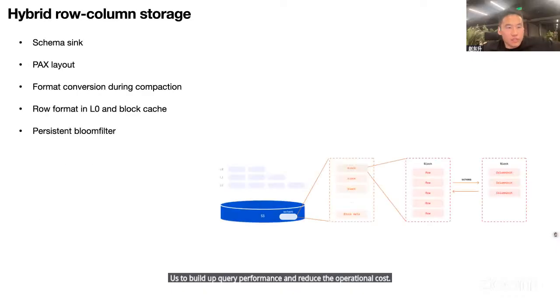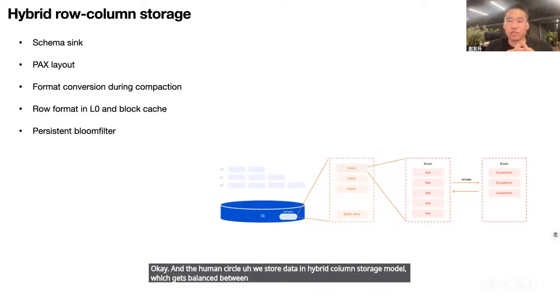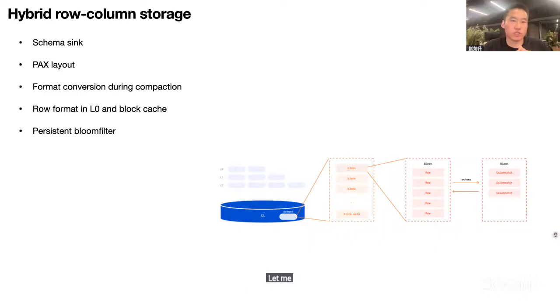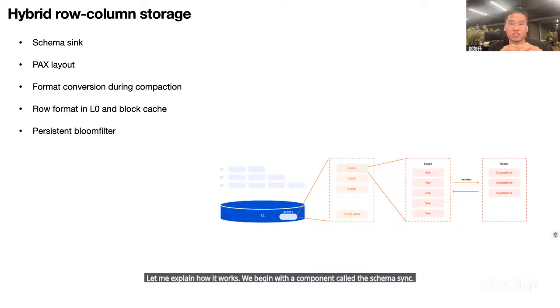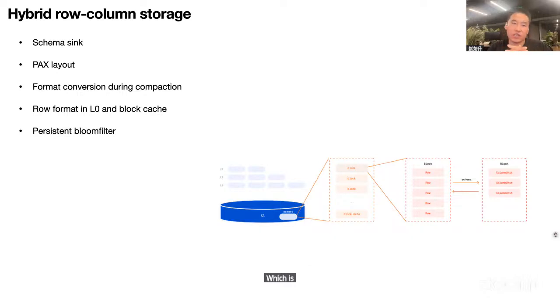Okay, and in WeCircle, we store data in a hybrid row-column storage model, which strikes a balance between OLTP style row access and OLAP column efficiency. Let me explain how it works. We begin with a component called the schema sync, which receives schema definitions and helps determine how data should be laid out.